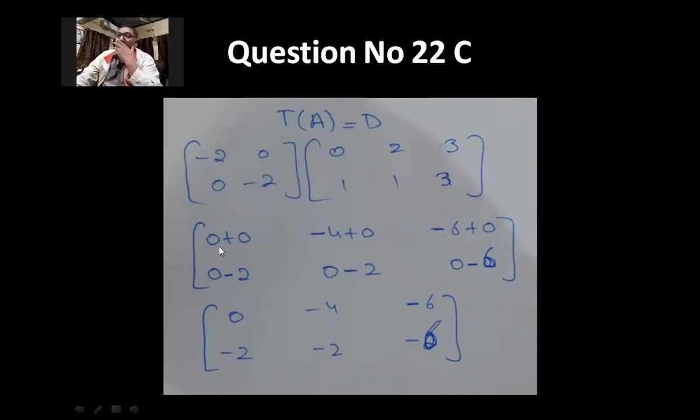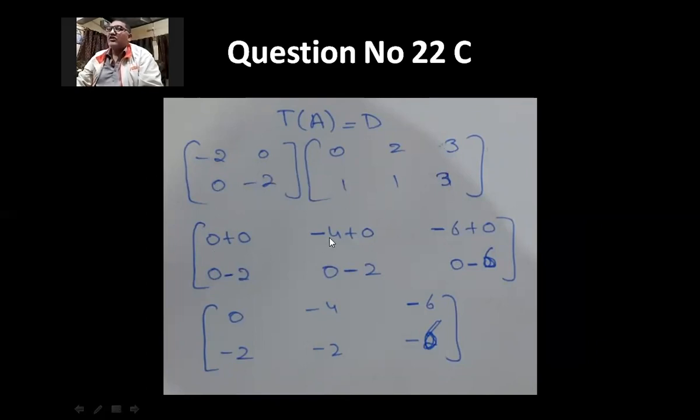So -2 multiplied by 0, plus 0 multiplied by 1, that will be 0. -2 multiplied by 2 will be -4. 0 multiplied by 1 will be 0. -2 multiplied by 3 will be -6. 0 multiplied by 3 will be 0. Now the second row's turn to multiply. So 0 multiplied by 0 will be 0. -2 multiplied by 1 will be -2. 0 multiplied by 2 will be 0. -2 multiplied by 1 will be -2. 0 multiplied by 3 will be 0. -2 multiplied by 3 will be -6.